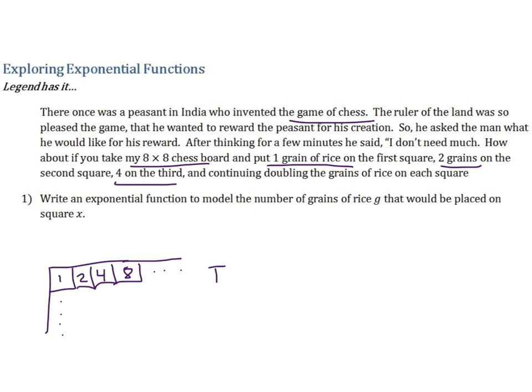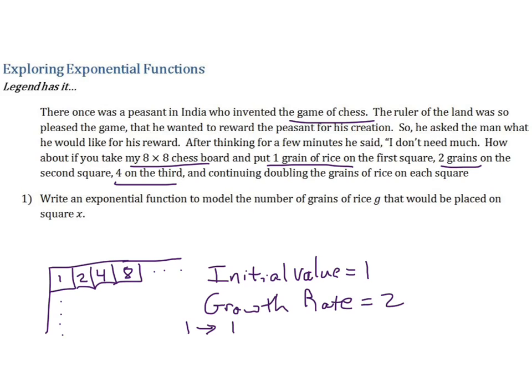Okay. So we have our initial value, and that is 1. And then we are doubling every time. And so our growth rate is 2. But we got to be careful of one thing here, because this is actually square 1, square 2, square 3, so on and so forth. So square 1 gives us 1, square 2 gives us 2, which, by the way, is 2 to the 0. This is 2 to the first. Square 3 gives us 2 to the second. Square 4 gives us 2 to the third, so on and so forth.